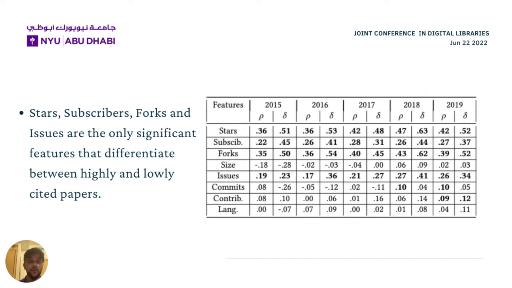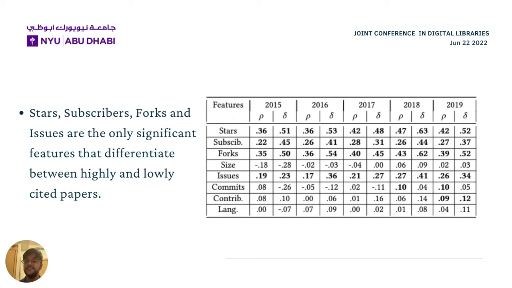The statistically significant values are bolded, and from a cursory look at the table, you might have noticed that only 4 repository attributes are statistically significant. So these are stars, subscribers, forks, and issues. And this significance is consistent across all the years from 2015 to 2019.